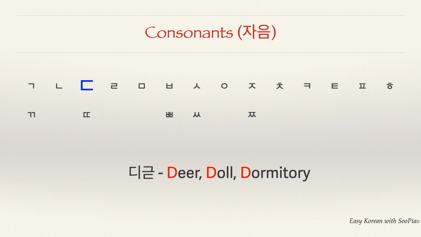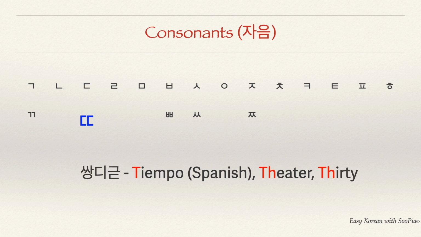The third consonant is called digut. Similar to the n sound, you get the sound as your tongue touches the roof of your mouth. It is the same as the English D sound. 쌍디귿 stands for the double digut sound. It is a thick and heavy T sound, very similar to the Spanish word tiempo. English words like theater sound close enough, but they're not exact matching sounds.